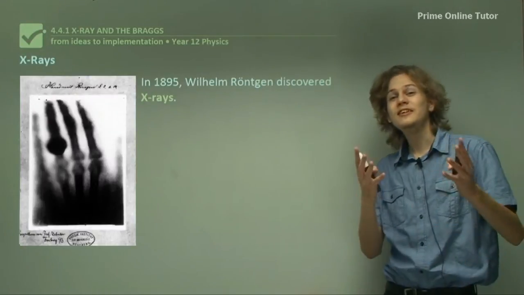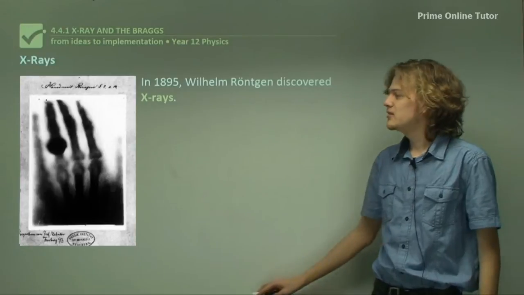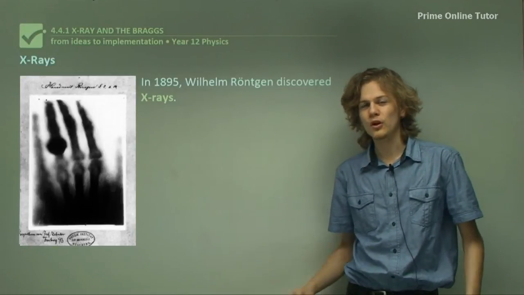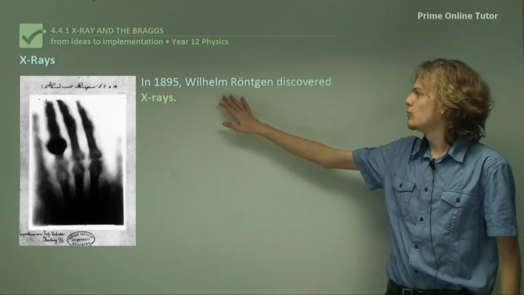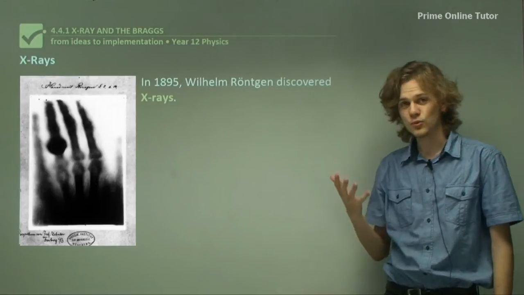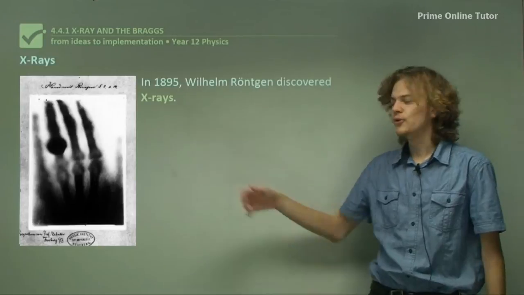Let's go into something a little different. In 1895, roughly 90 years after light was proved to be a wave, this fellow here, Wilhelm Röntgen, discovered X-rays. We can see here a photograph of his wife's hand.